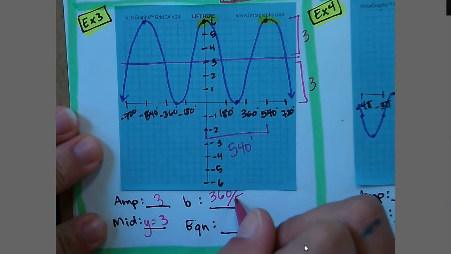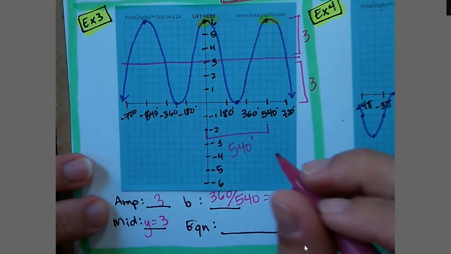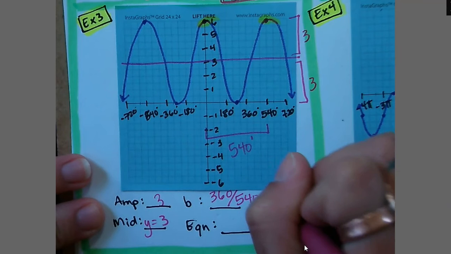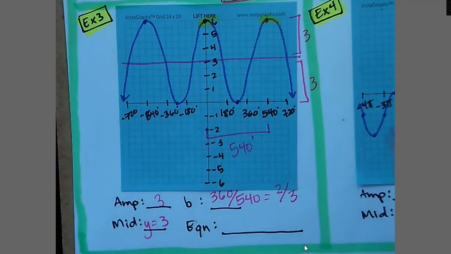360 divided by 540. Okay, and we're going to reduce this fraction. So thinking about the numbers 36 and 54, they're both divisible by 6. Okay, actually they're both divisible by 18. You could have found this out by simplifying it in a calculator or simplifying it online. But since they're both divisible by 18, 360 divided by 180 is 2. And then 540 divided by 180 is 3. Okay, so this simplifies to 2/3.